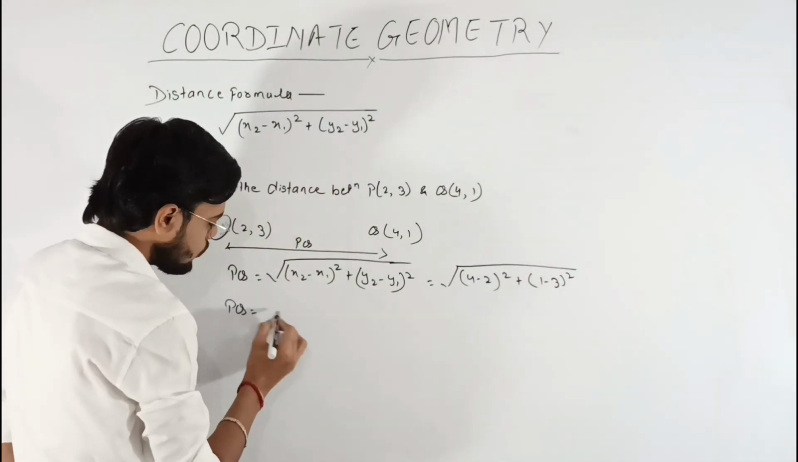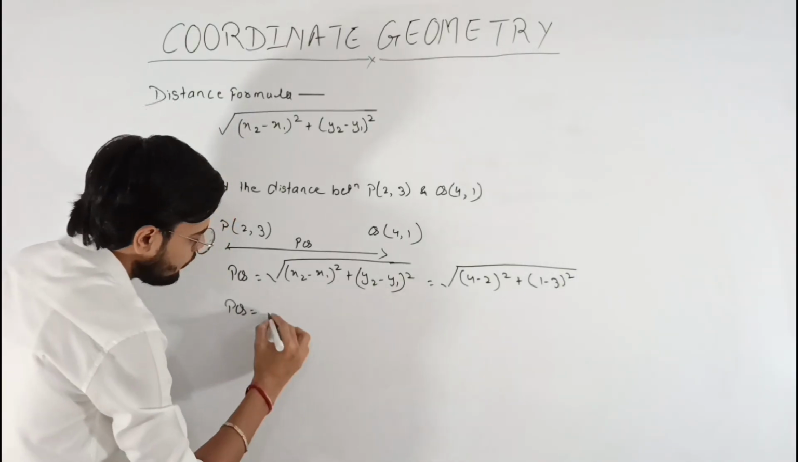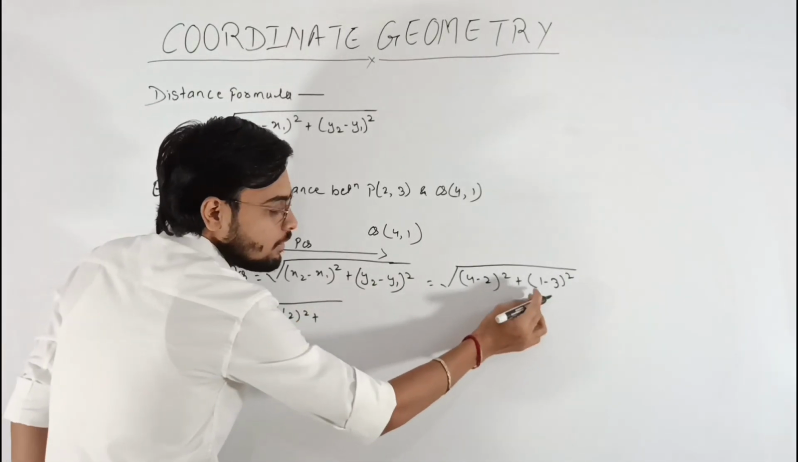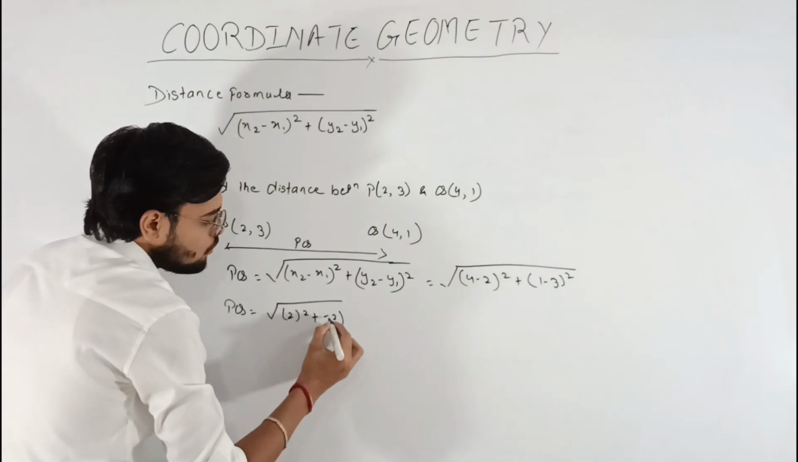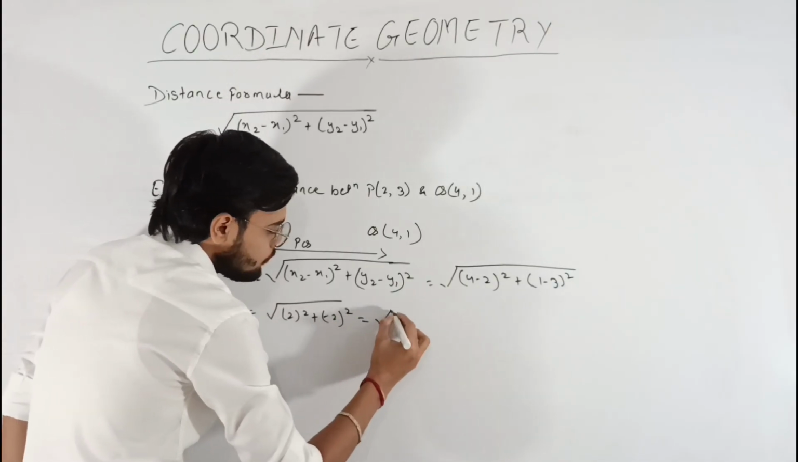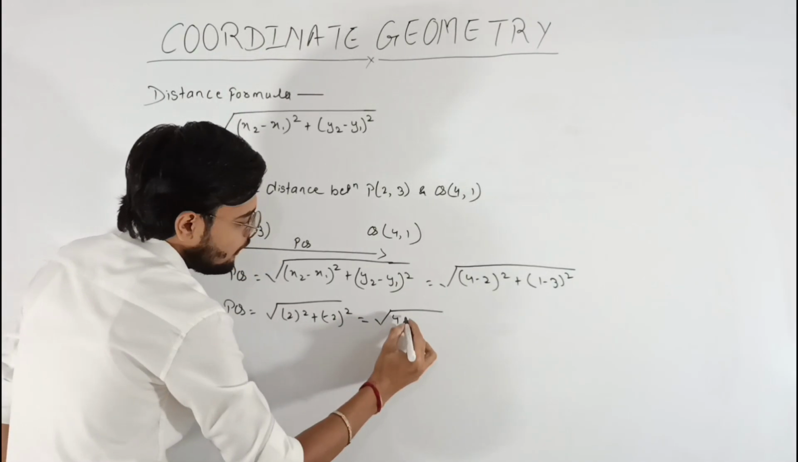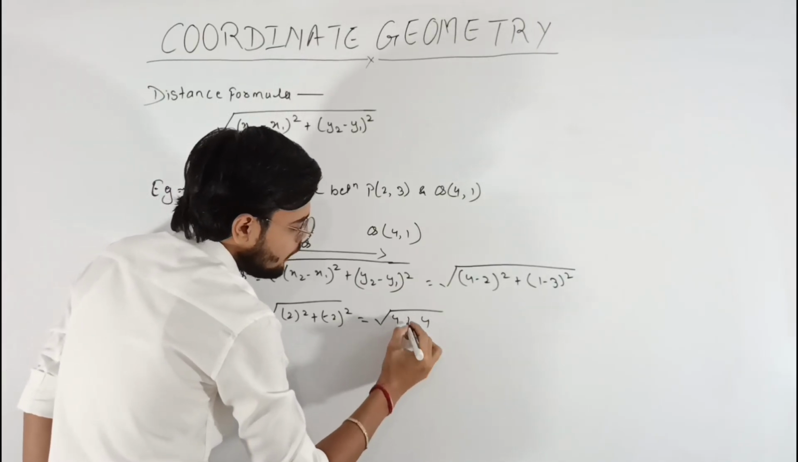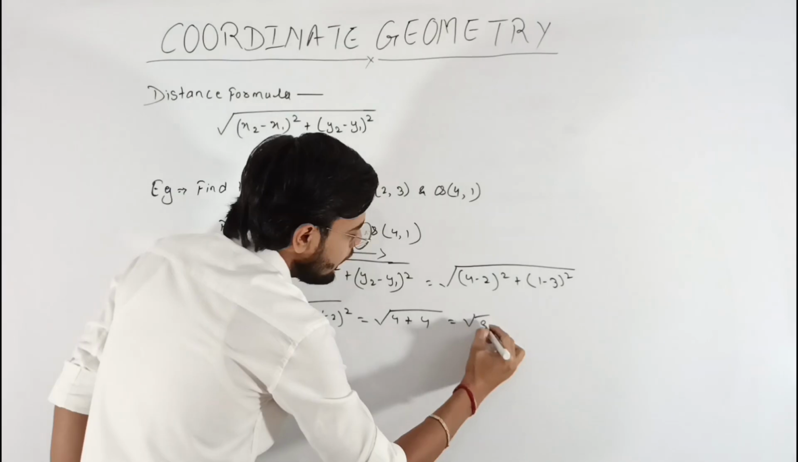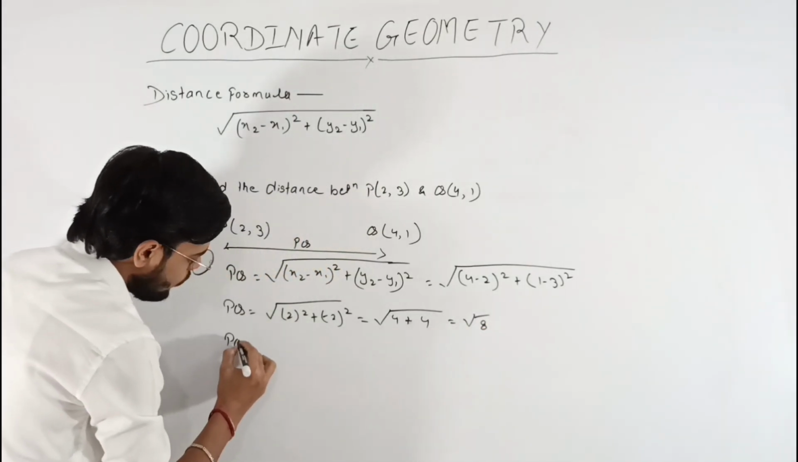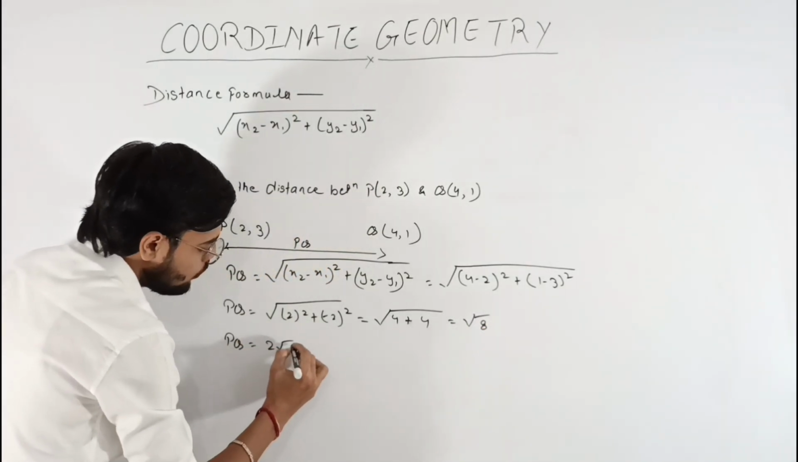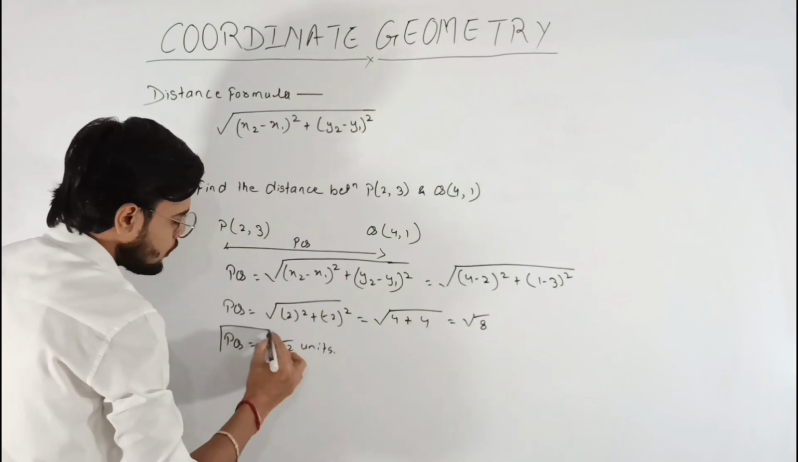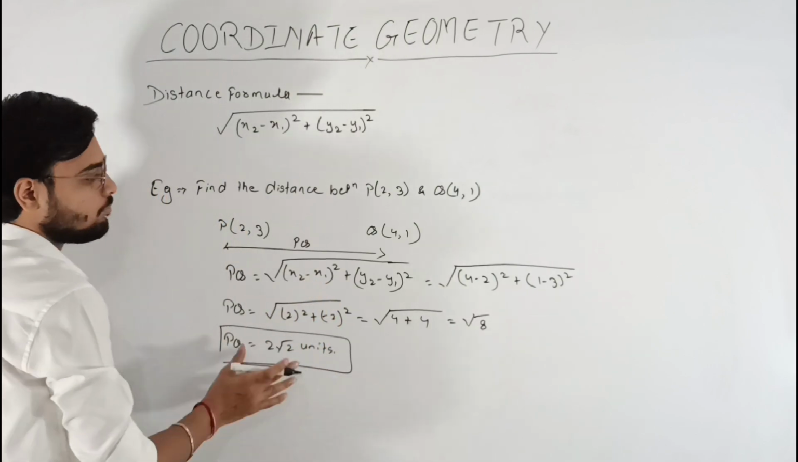Now look here. PQ is equal to what? 4 minus 2 is 2, square, plus 1 minus 3 is minus 2, square. Now the square of 2 is 4 and the square of minus 2 is also 4. So here 4 plus 4 is root under 8. So from here PQ is what? 2 root 2 units. Okay, so here PQ is 2 root 2 units.